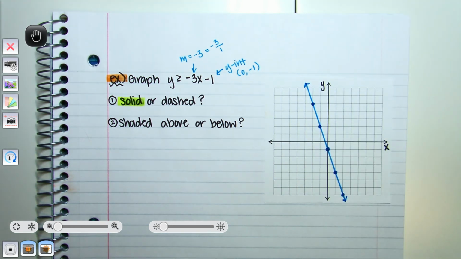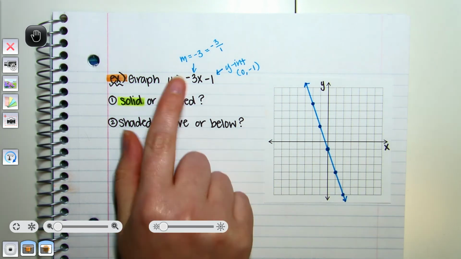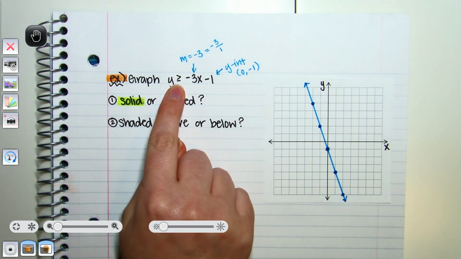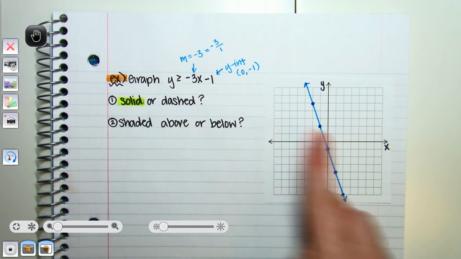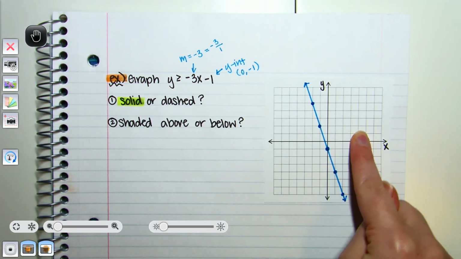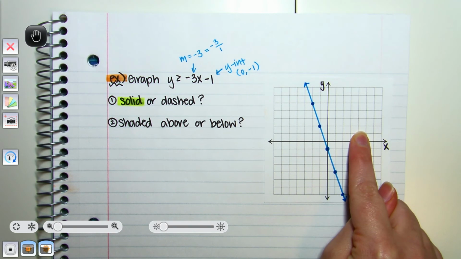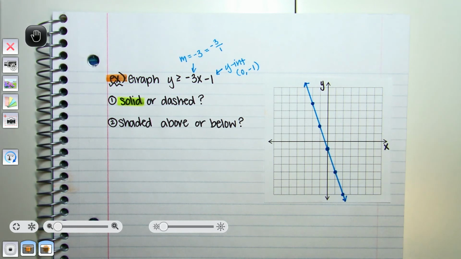Now, for this one, it's a little bit harder to tell what direction we would shade it. It's greater than or equal to, so if I had to take a guess, I would guess I'm shading on this side of the line, but I still want to double check. So what I need to do is choose a point.